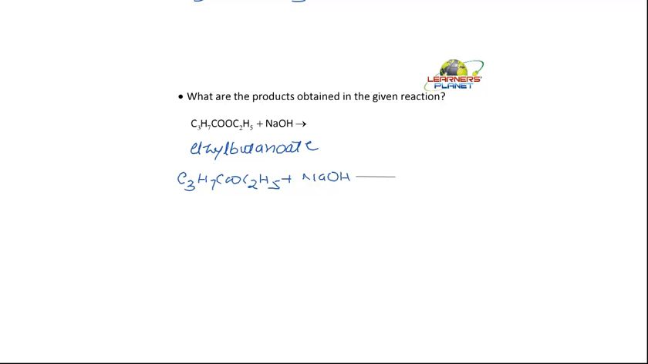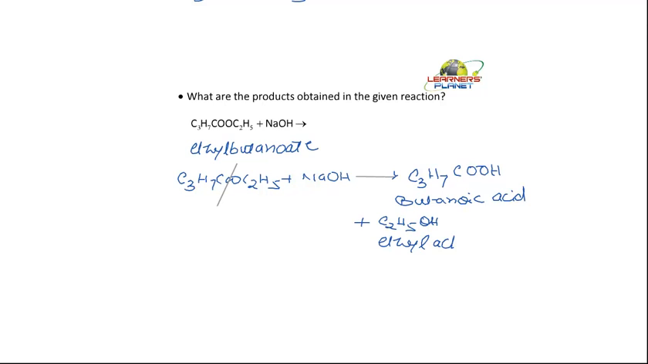We will get our parent acid and alcohol. So which would have been the parent acid? It would have been till here. So what will be the name? C3H7COOH, that is butanoic acid, plus C2H5OH, that is ethyl alcohol. Okay? So whenever we hydrolyze an ester with base, we get the parent acid and the alcohol.